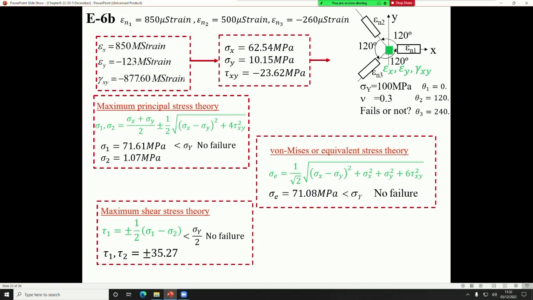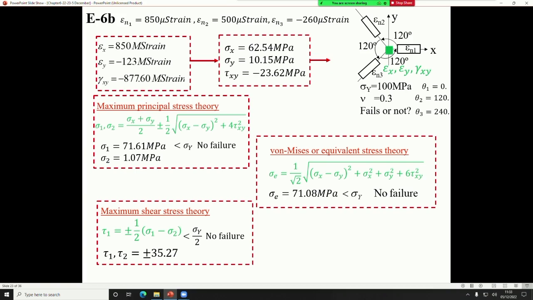By the exam, are we told explicitly? I will tell you which one. Usually I ask two of them. I ask, for example, Rankine and von Mises, or Rankine and Tresca, or the last two. But I'll identify them.